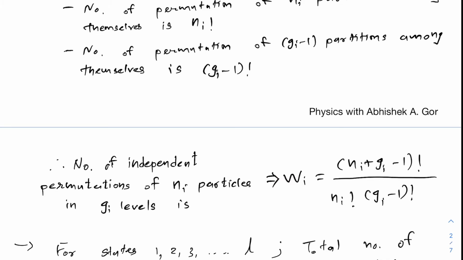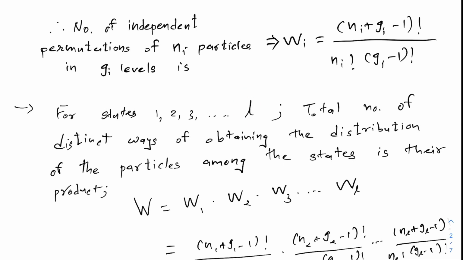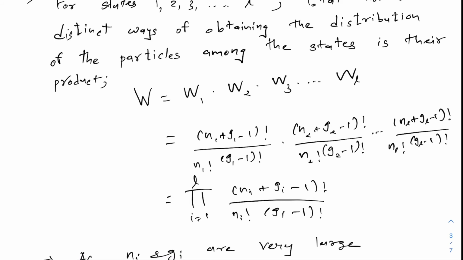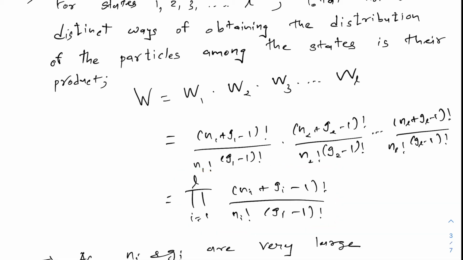Moving ahead, this is for one state with Gi degeneracy. Now we have to deal with L states. So the total number of distinct ways of obtaining the distribution of particles among all the L states is nothing but the product of independent ways of arranging particles in each and every level. So it's a product. Substituting the W's in this equation, we get the product for i equal to 1 to L of (Ni + Gi - 1) factorial upon Ni factorial upon (Gi - 1) factorial.